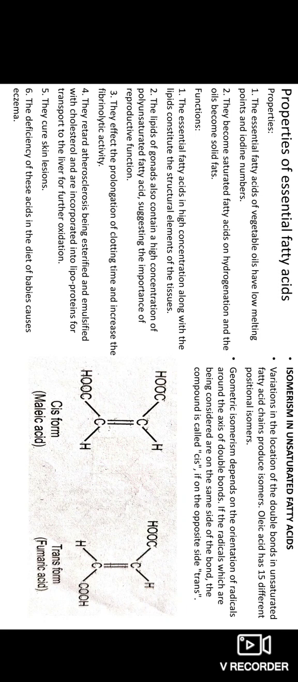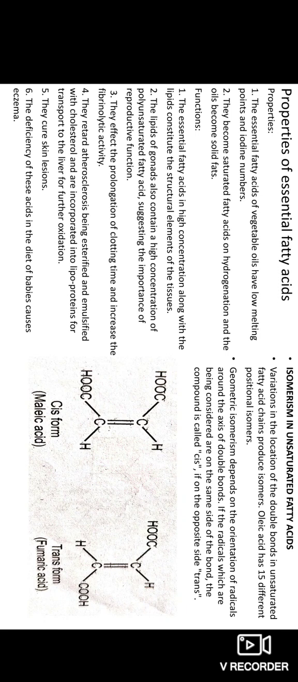They prolong clotting time and increase fibrinolytic activity. They retard atherosclerosis as they are esterified and emulsified with cholesterol and incorporated into lipoproteins for transport to the liver for further oxidation. They cure skin lesions. Deficiency of these acids in the diet of babies causes eczema.